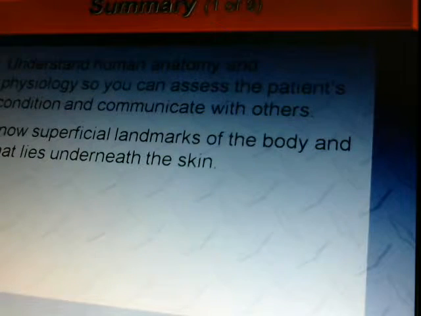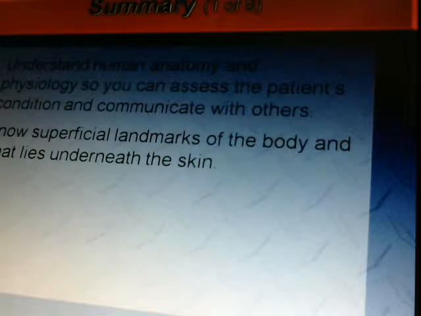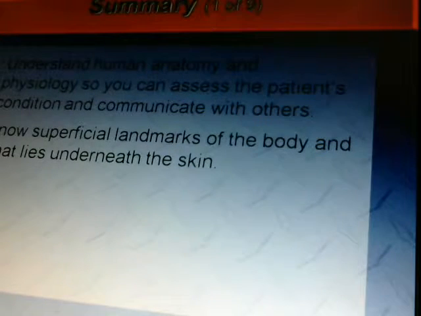Now, we've actually come to the end of this chapter, so we're going to do a couple of things for review. Summary for Chapter 5, which is the human body. Understand human anatomy and physiology so you can assess the patient's condition and communicate with others. You need to know superficial landmarks of the body and what lies underneath them, like the Adam's apple, the throat. If you get hit in your Adam's apple, what are the things behind it that you need to be aware of?